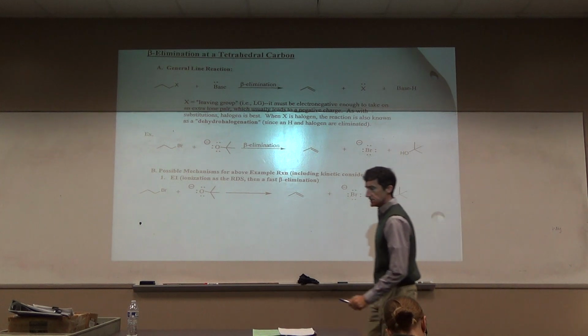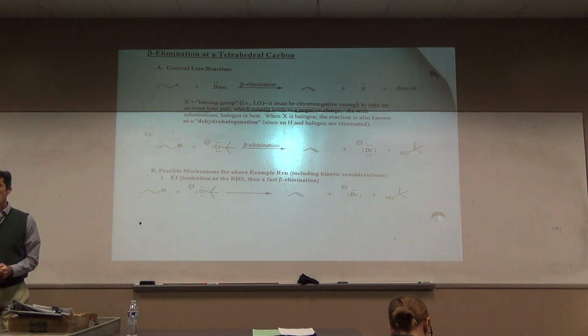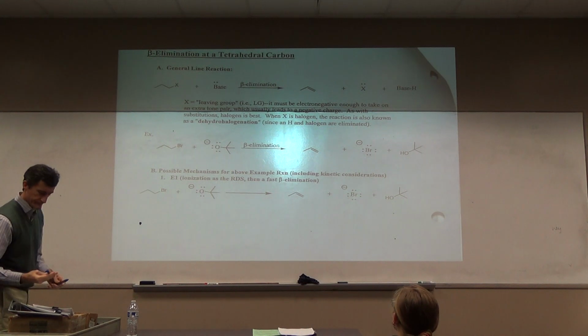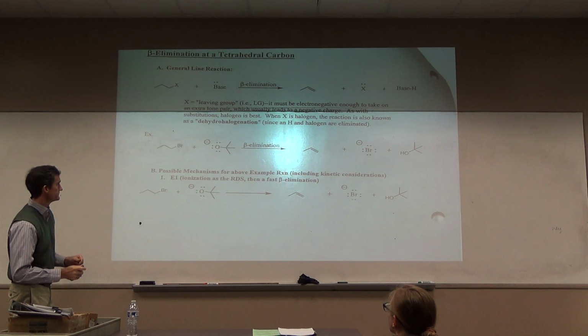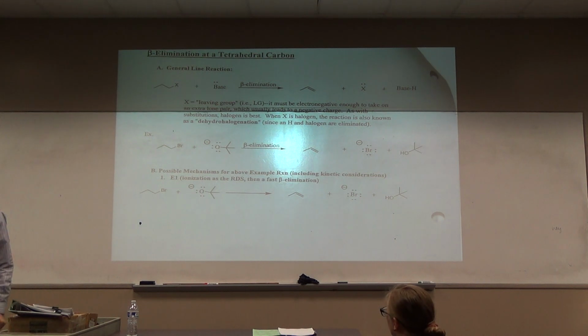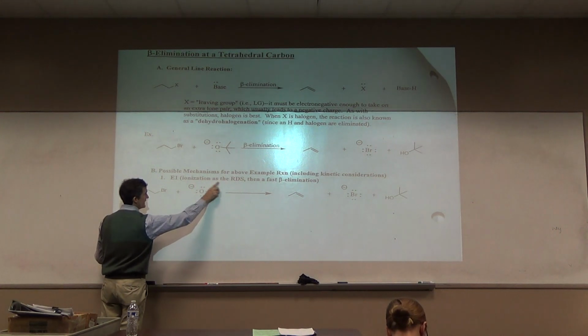So there are two possible mechanisms we'll see for this. Just like with substitution, we're going to call one of them E1, the other one E2. There'll be similarities. Okay, what can we do here? E1. What's the first step of an SN1? Leaving group leaves. It's the same as the first step of E1. Leaving group leaves. I tell you here, ionization.